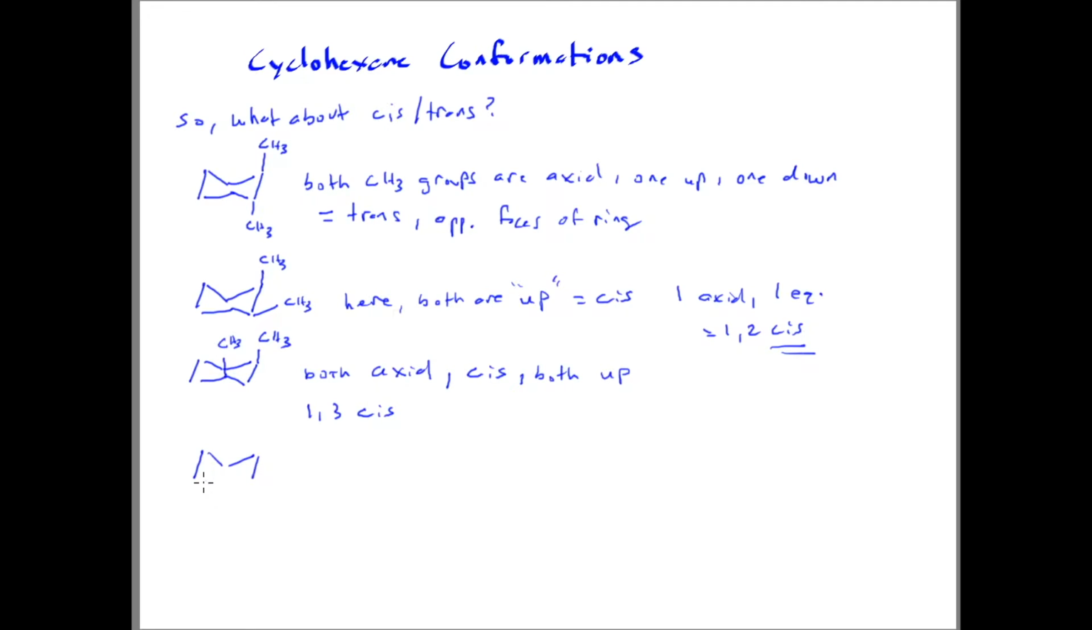Let's look at another example. CH3 again here at the top on number 1, and then I'm going to move now, instead of axial, I'm going to put the other CH3 in the equatorial position. So now I have one group that is equatorial and I have one group that is axial. So you can see clearly one group is up and one group is pointed down now. So this gives us the trans relationship. One up, one down, that's trans.